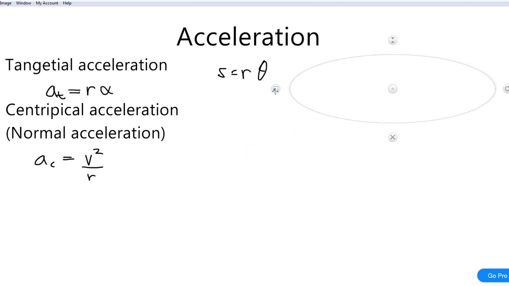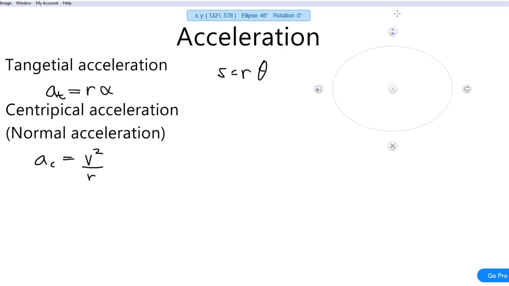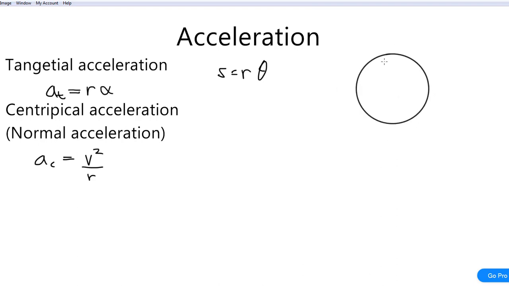So let me just make a good circle. We have this circle, and this was the center. If your radius is R, and measuring theta in the end, this length right here is going to be S. So that's your arc length.